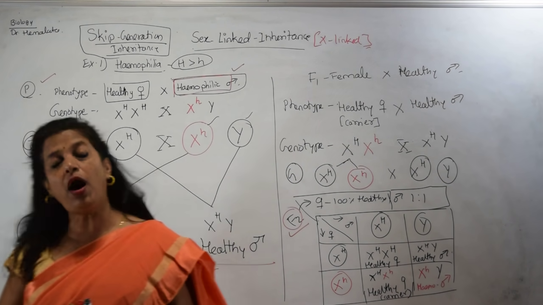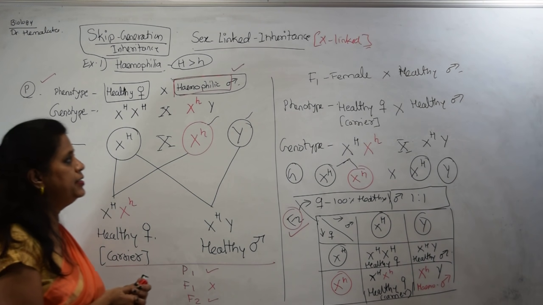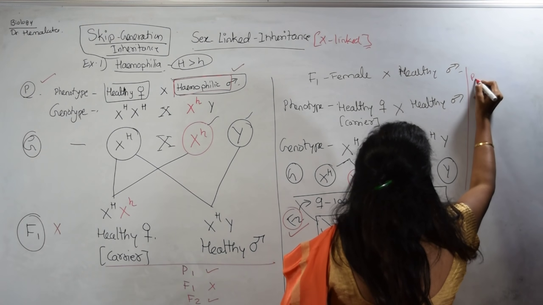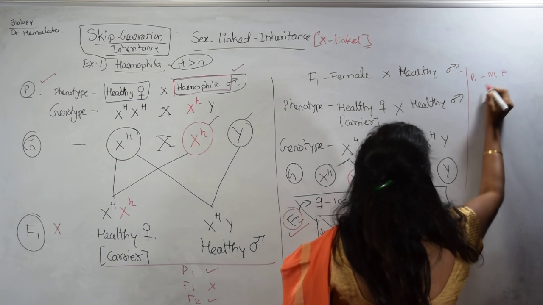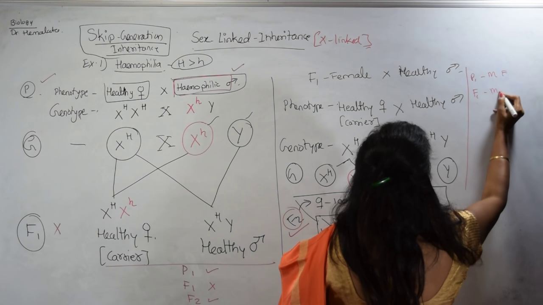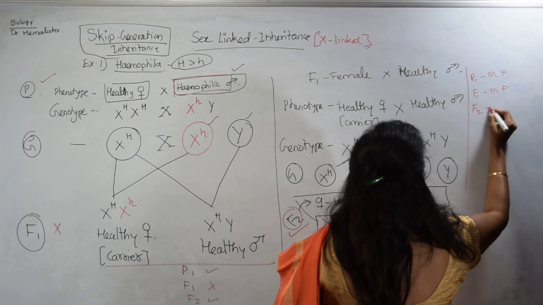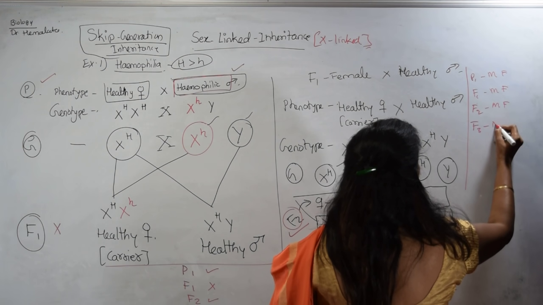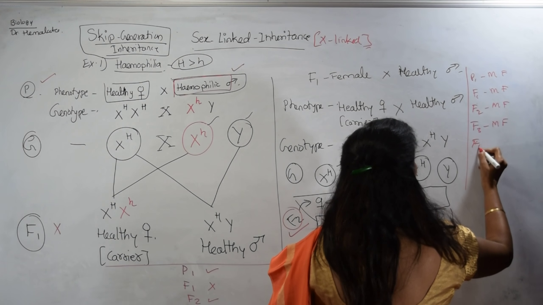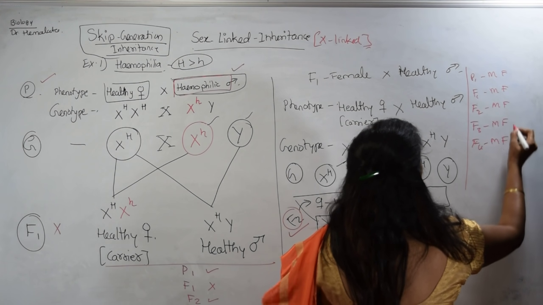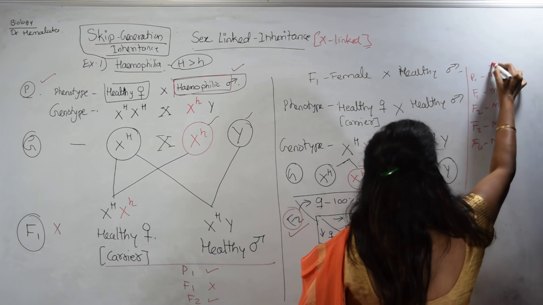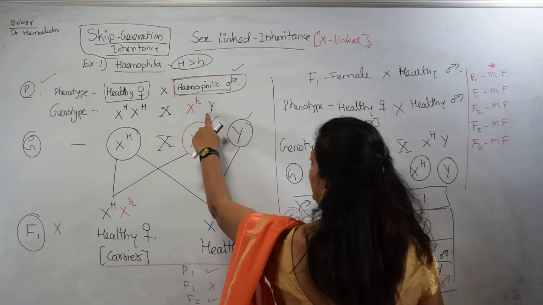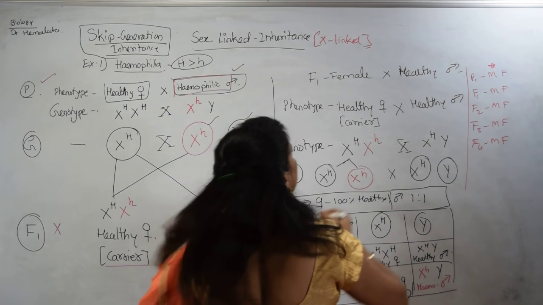But observe how the pattern of inheritance is, right? Let me write here. How is the pattern? Imagine it's P1 with male and female, F1 male and female, F2 male and female. I am writing all of them. F3 male and female, F4 male and female. Suppose this male has the diseased gene here. Okay, see, the father had it, he has transferred it to his daughter.